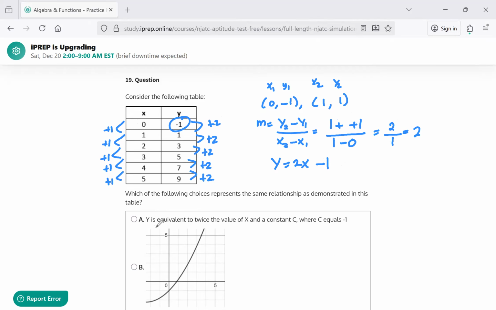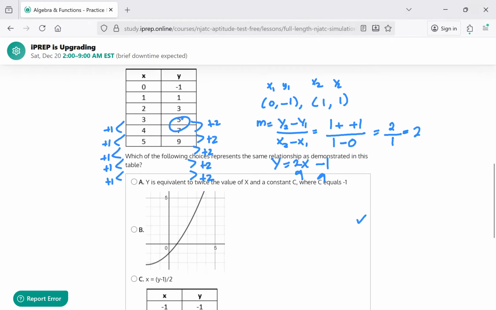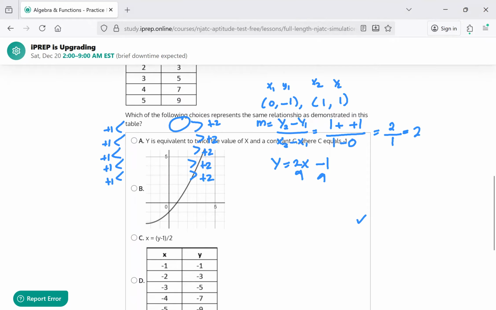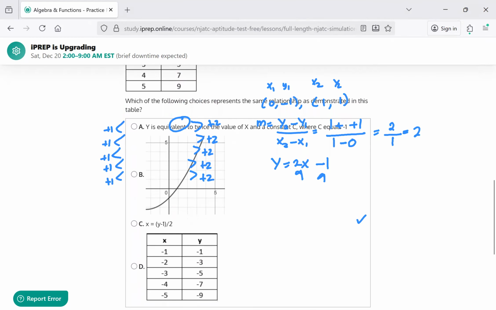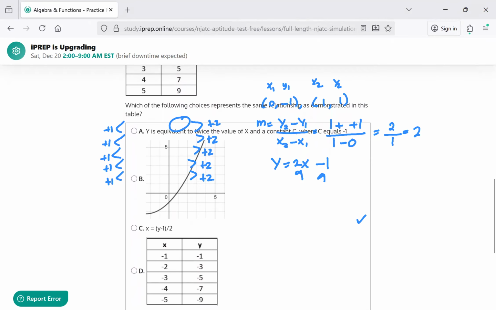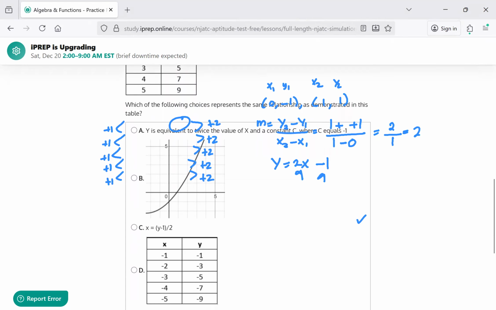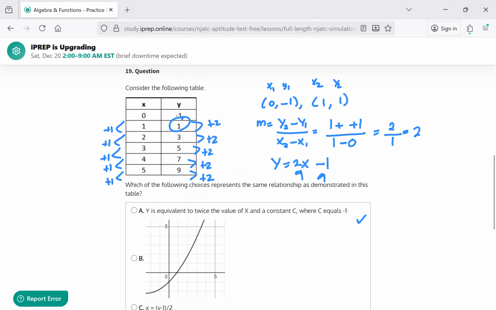So we know it's linear because these are constants. And then, is it y is equivalent to twice the value of x? Yes. And a constant where the constant is -1? Yes. So it has to be A. Why are the others false? B is a quadratic, it's not linear. C is way off. I don't know if that's linear or not. And then D, that's not true. That table does not, if you plug in, yeah, that's not true. So it has to be A.